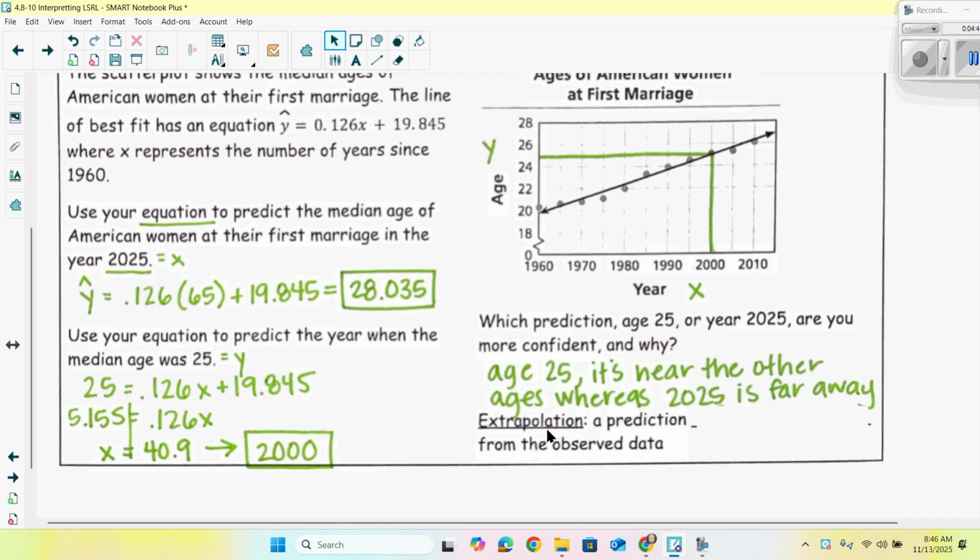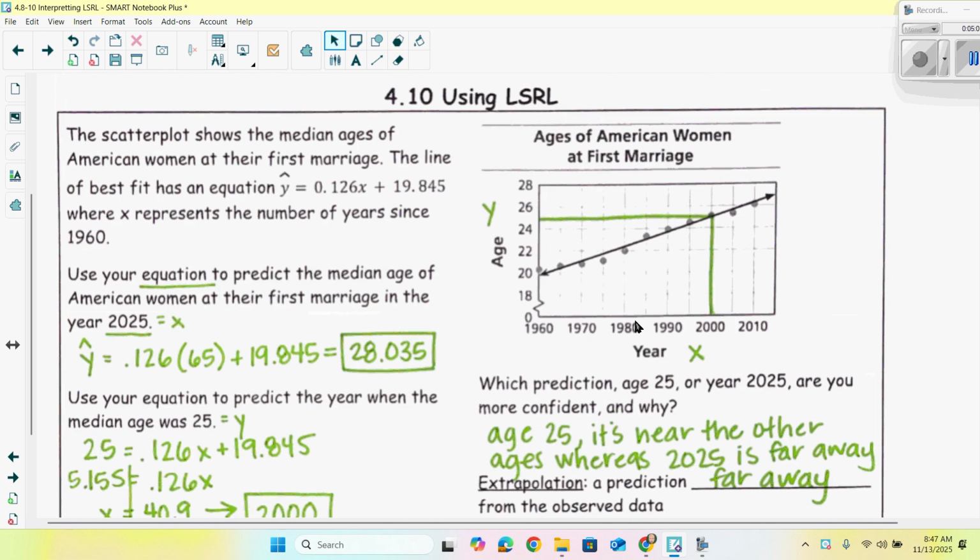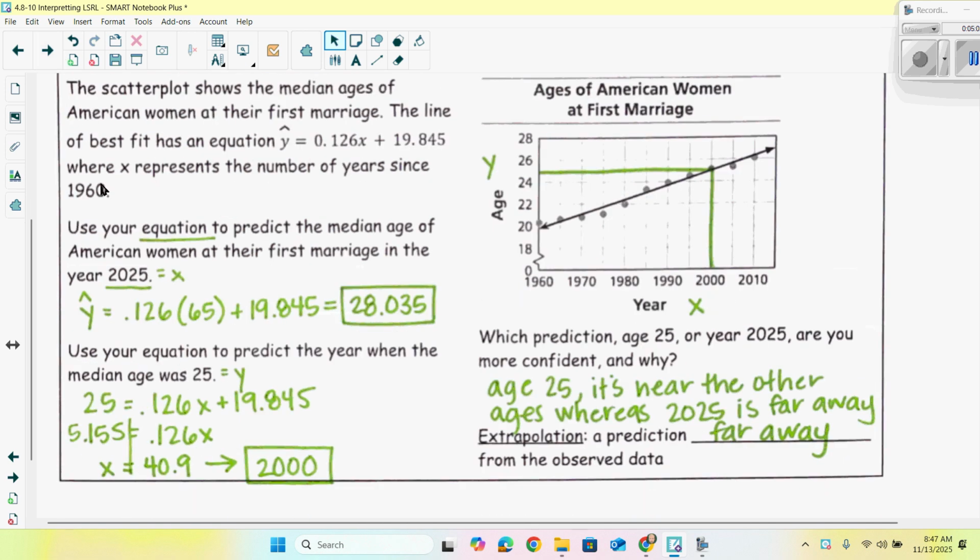And the word we use is extrapolation, which is a prediction far away from the observed data. Our data was observed before this 2010, 2015. So we're going out quite a ways, and we would have a little less confidence with that than any of the numbers within this year, which was, in this case, 2000.